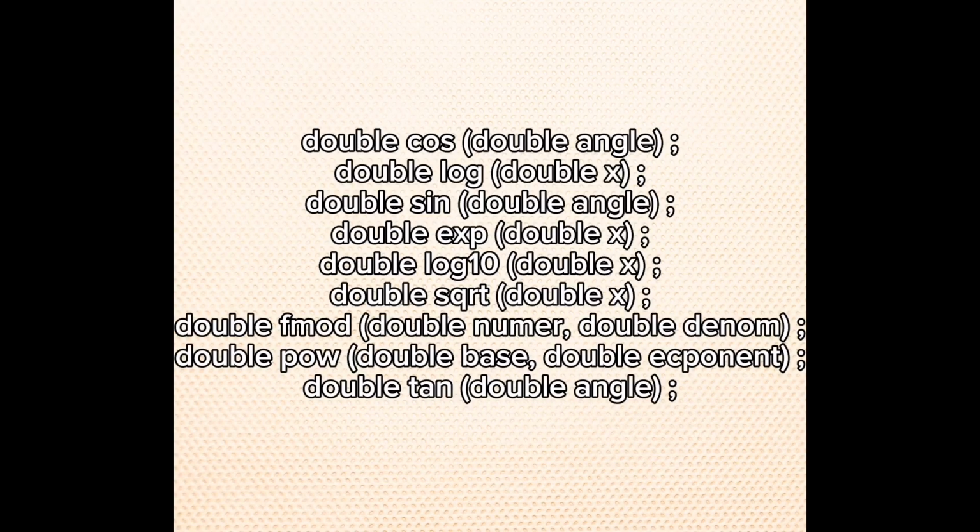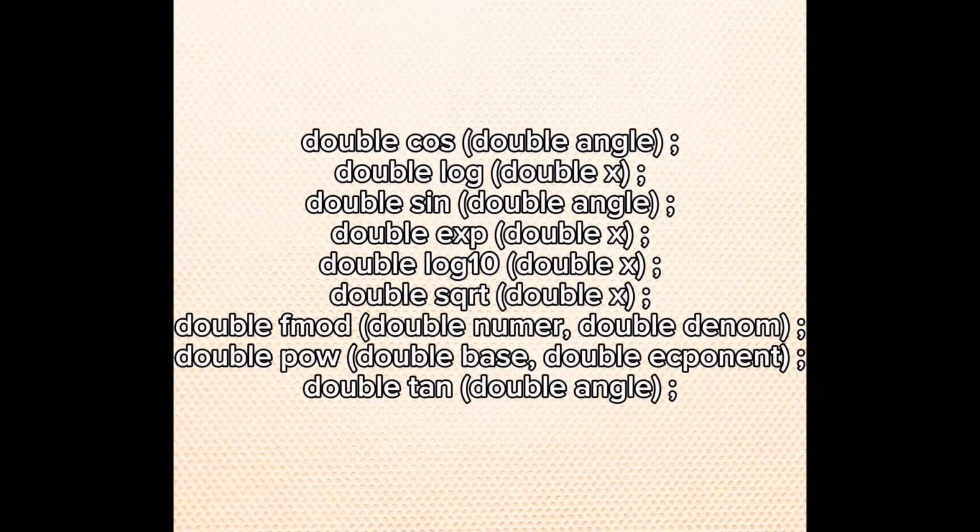So for the task 3.27, what we're going to do is write a short description of each of the following functions: cos, log, sine, exp, log10, square root, fmod, power, and tan. So first, we're going to write double cos, double angle. The function cos calculates the cosine of an angle given in radians. It returns the cosine value of an input angle.